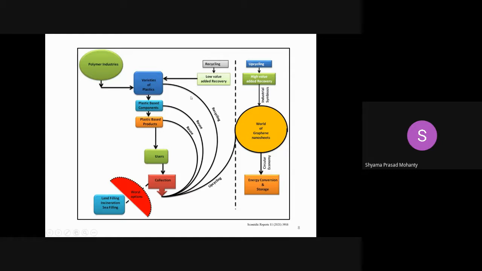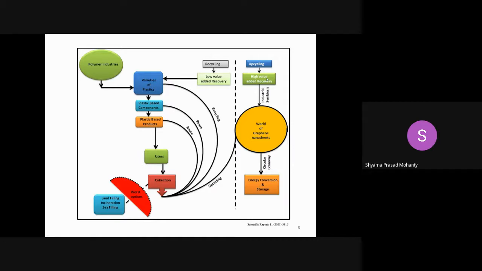So these are all some low value added recovery. Okay, and the worst option is incineration or landfilling or sea filling. So now let us come to the high value added products. That means utilizing the plastic waste, we can have these waste materials derived into some new materials which have superior properties, better quality, and they have some environmental value. So this is the upcycling of the plastic waste.